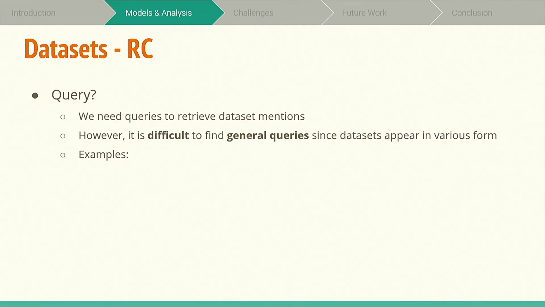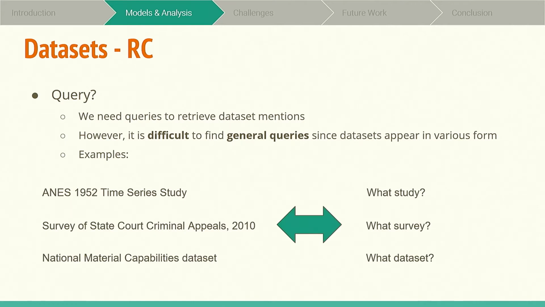Now we need to know which kind of query to ask the model. At the beginning, we wanted to find some kind of general query that can retrieve all possible datasets, but this is really difficult. For example, in the first one we have something like a time series study, so we need a query like "what study". In the second example, we have something like a survey of state court criminal appeals, so we need something like "what survey". And in the last one, we have the national material capabilities dataset, so we need a query like "what dataset". So it's really difficult to have a general query that can retrieve all possible datasets.